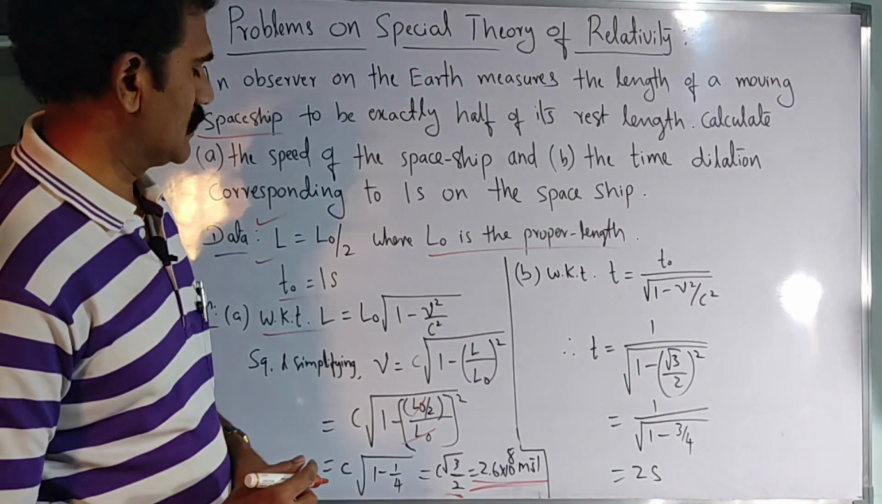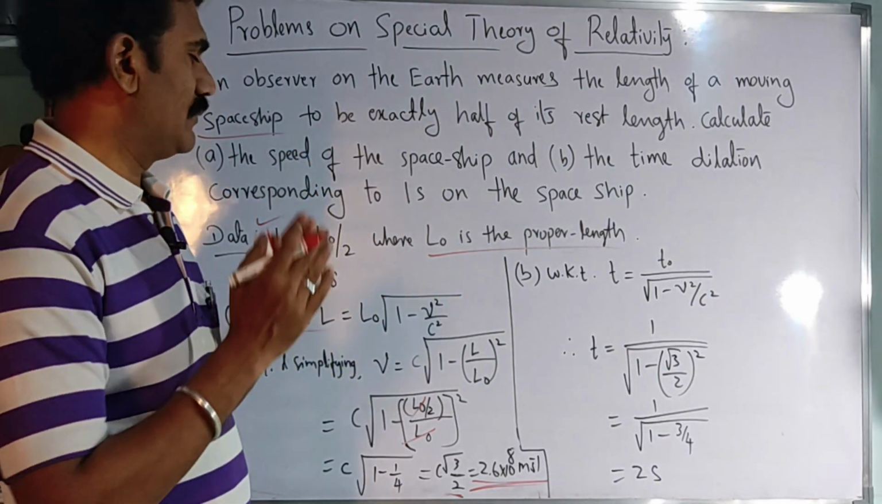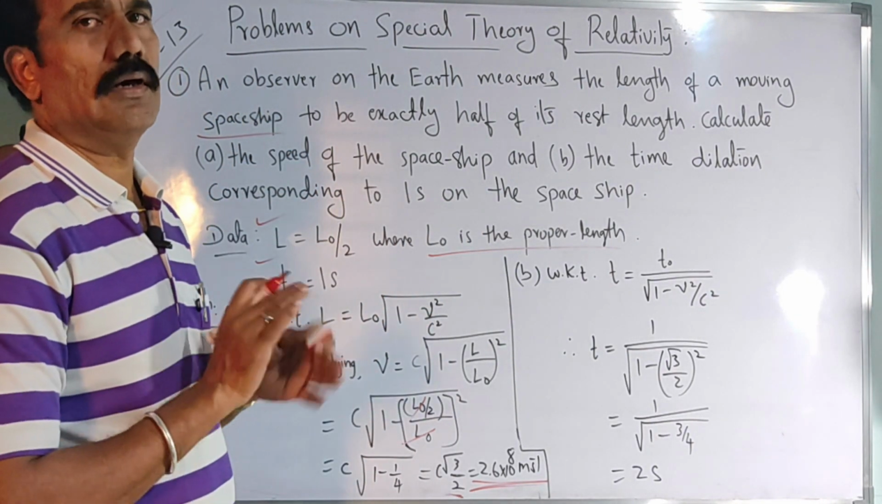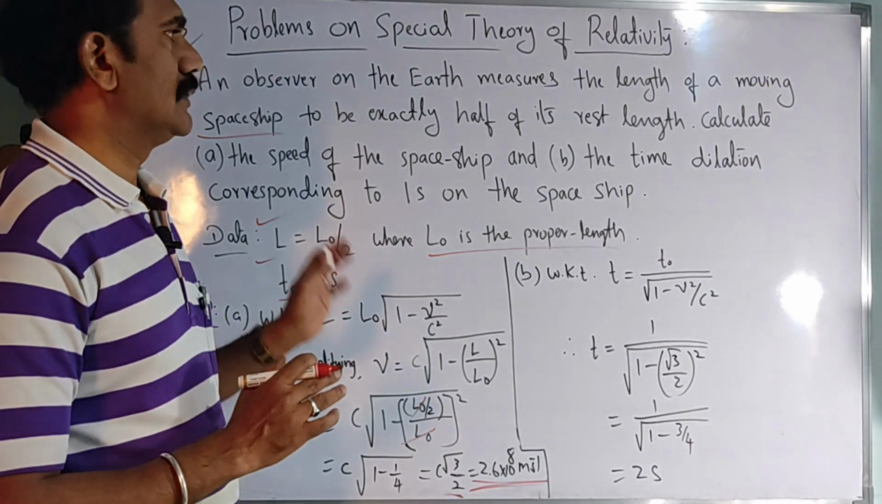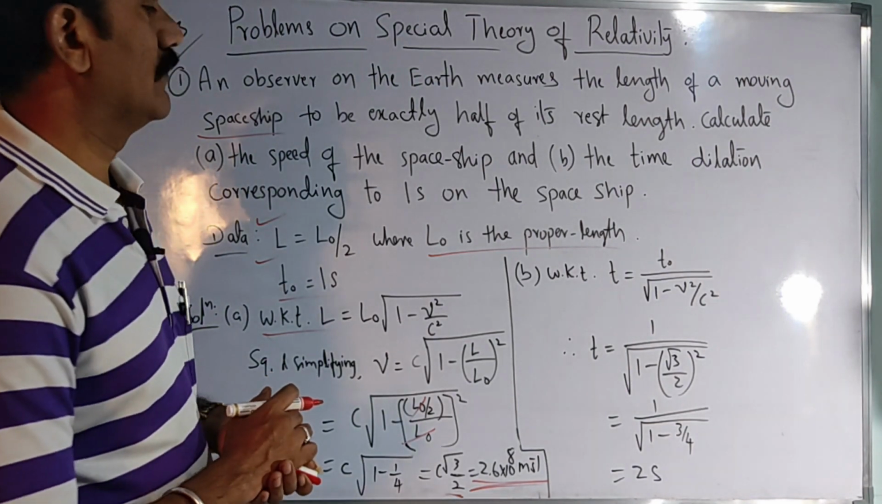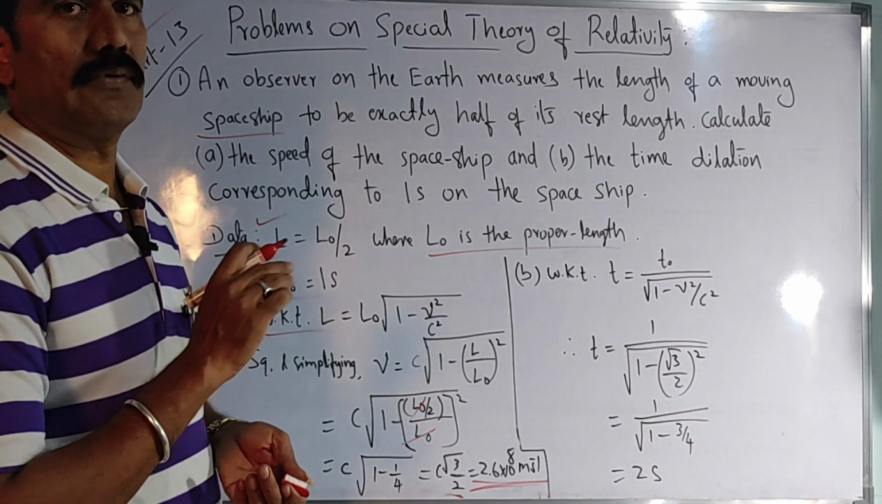So if the spaceship is moving with that velocity, then its length appears to be half of its actual length to the observer on the earth. Okay, so try to understand the concept also in this problem. And further, the second part of the calculation is what is the time observed by the observer on the earth.